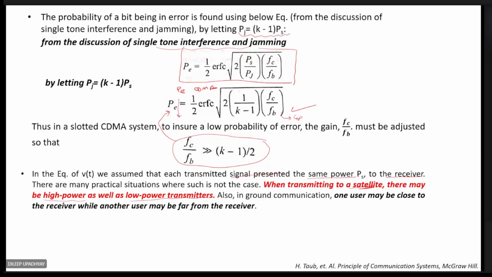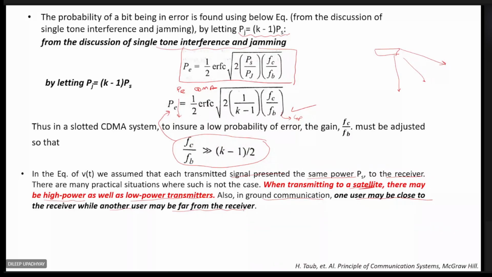Also, in ground communications, one user may be close to the receivers while another may be far from the receivers. That is, this one is the satellite. So, relative to that satellite, most of the users will actually be at equal distance, because from the satellite this side is the same, this side is the same, if this was the geostationary satellite, which is mainly used for communication purposes.